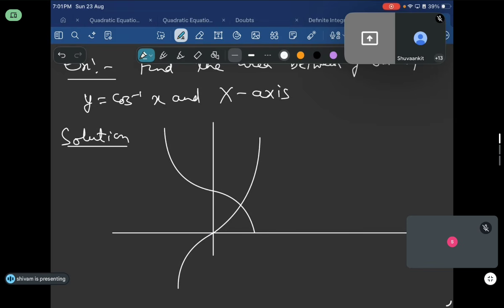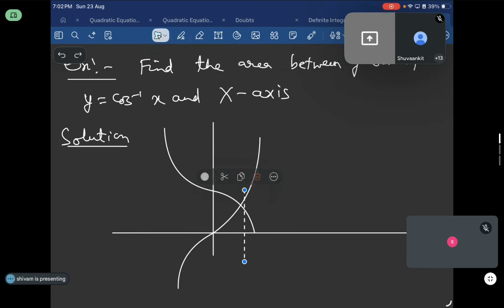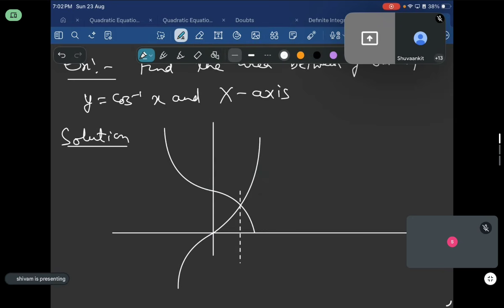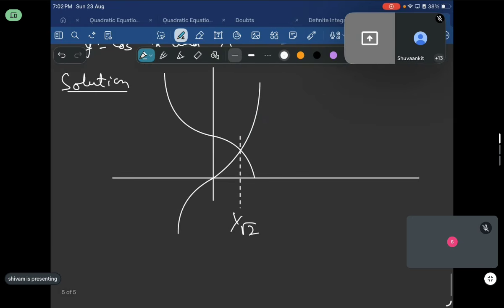Achha, what is the intersection point? At what value of x they will intersect? One upon root 2. Right, tell me everyone. 1 upon root 2. So area will be equal to integral from 0 to 1 by root 2. Achha, actually we need to find out this area.